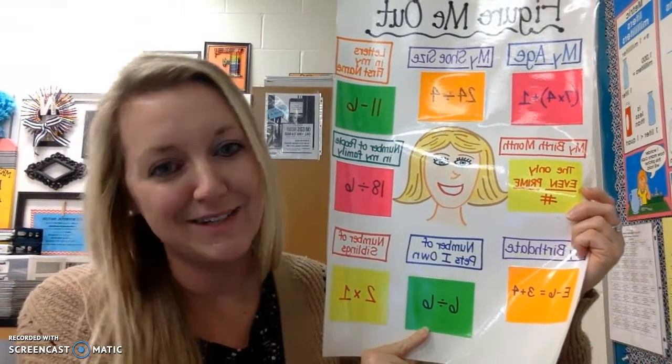Number of pets I own, 6 divided by 6. Yes, I only own 1 pet. His name is Baxter. And number of siblings I have, those would be brothers or sisters, 2 times 1. 2. So now it's your turn to make a poster to help your teacher figure you out.